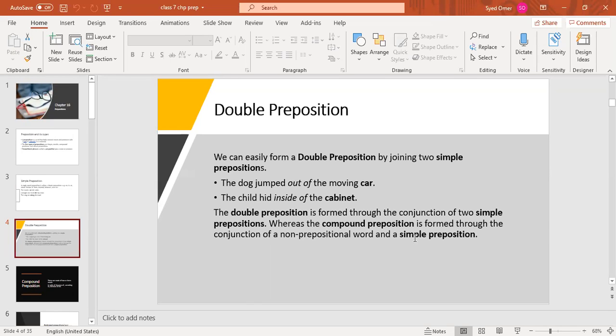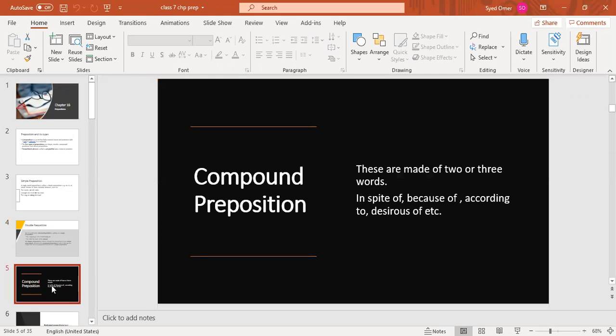So there's a difference between double preposition and compound preposition. The first one was simple preposition. Simple preposition means single word, one word preposition. Double preposition means two simple prepositions. If two simple prepositions come together in a sentence, it is known as a double preposition. Note down the definition side by side.